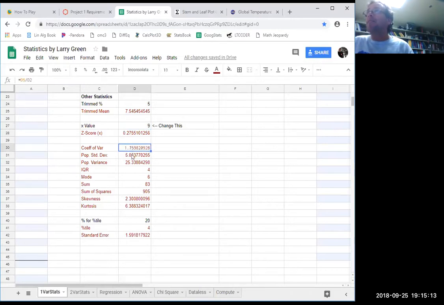None of this other stuff is going to matter. IQR does. IQR is the difference between Q3 and Q1. The mode matters. Sum does not. Sum of squares does not. Skewness does not. And kurtosis does not, because we haven't learned that yet. And we never will, by the way, in this class. Someday, maybe you'll learn it if you take some advanced statistics class, but we're not doing it. Okay. You could talk about percentiles if you're interested. Standard error, we will learn that, but not for a few more weeks. So don't put that in your project. That's post-project stuff. That's going to be really important on project 2, by the way.